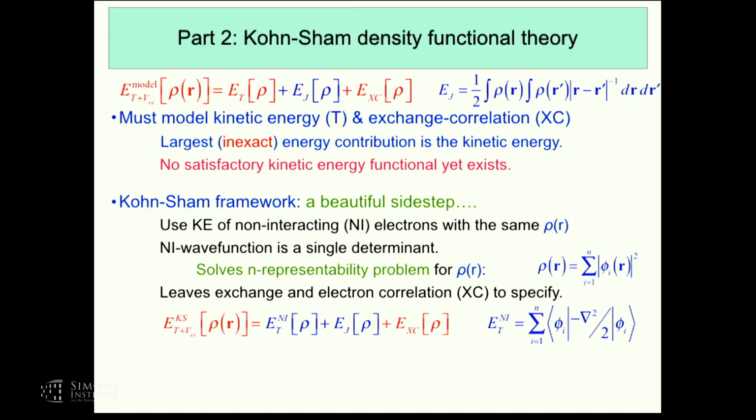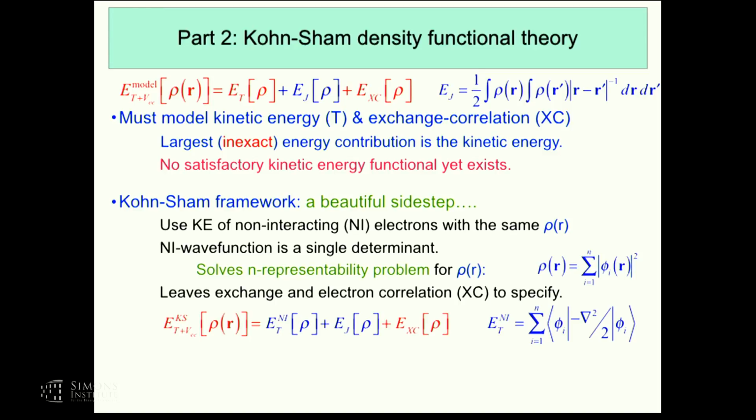So hence, a solution to both of these problems is Kohn-Sham density functional theory, which is really a beautiful sidestep. It's a retreat from pure density functional theory to use, in fact, the wave function associated with a set of non-interacting electrons. After all, then separability surely holds, and the non-interacting wave function is a single determinant. And furthermore, it solves the n-representability problem. If we use the non-interacting wave function to represent the density, well, then we make it out of the orbitals that describe the non-interacting electrons.